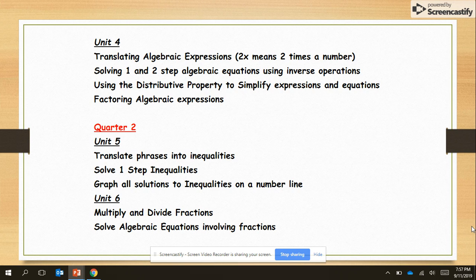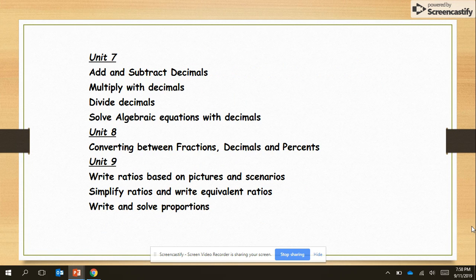And Q2, we hop into Unit 5 and we translate phrases into inequalities. We solve 1-step inequalities and we graph all solutions to inequalities on a number line. In Unit 6, we multiply and divide fractions and solve algebraic equations involving fractions. And then in Unit 7, we add, subtract, multiply, and divide decimals, and we solve algebraic equations with decimals. Unit 8, we convert between fractions, decimals, and percents.